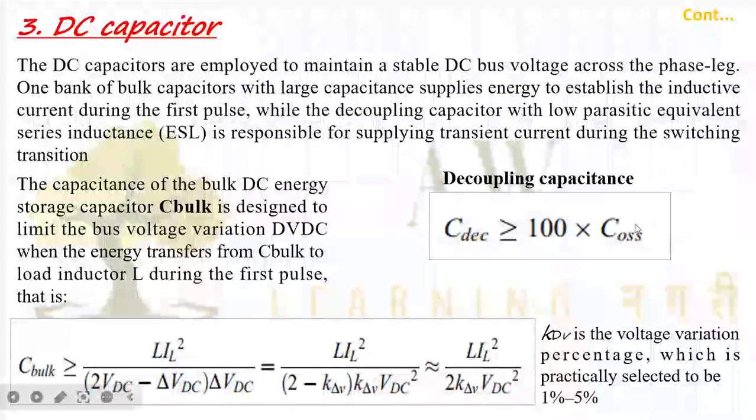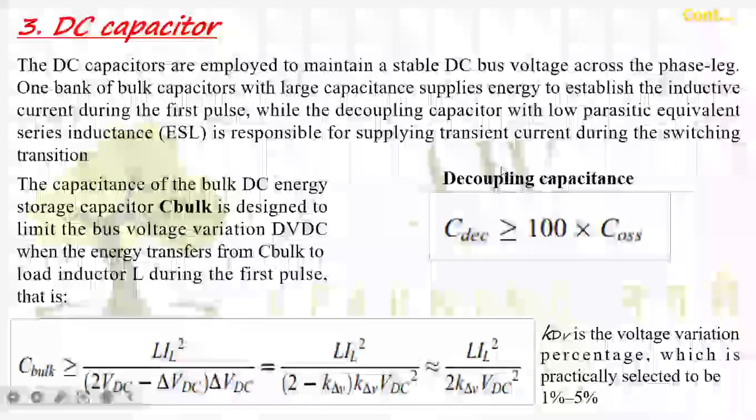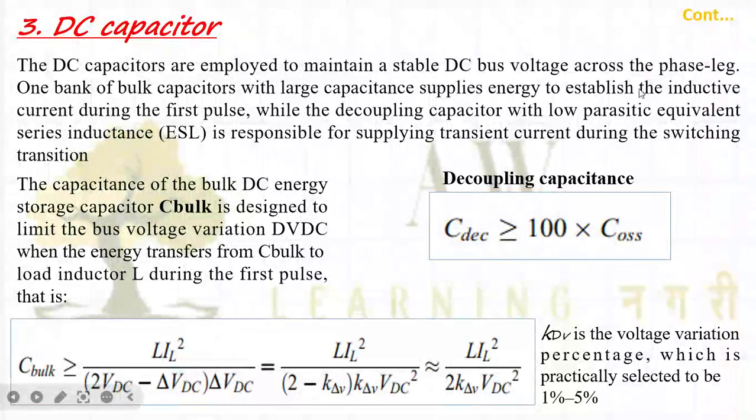What is its input capacitance? What is its output capacitance? While selecting the decoupling capacitor, we should take it as greater than 100 times the COSS. Okay. So till this point, I hope you are clear on how to design the supply voltage, inductor and the DC capacitance value. Now we will move forward and see a few other things to design.